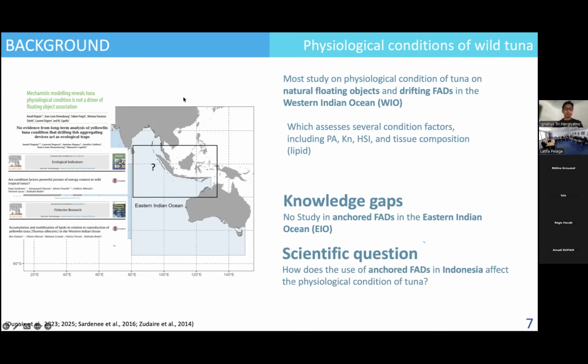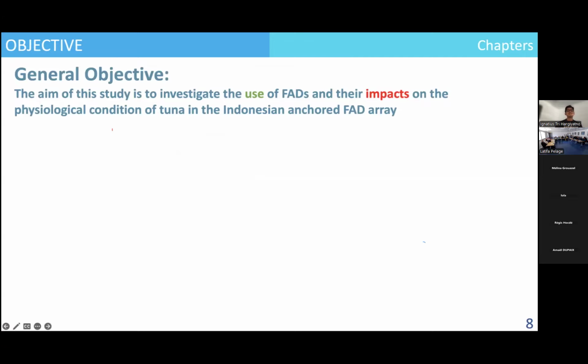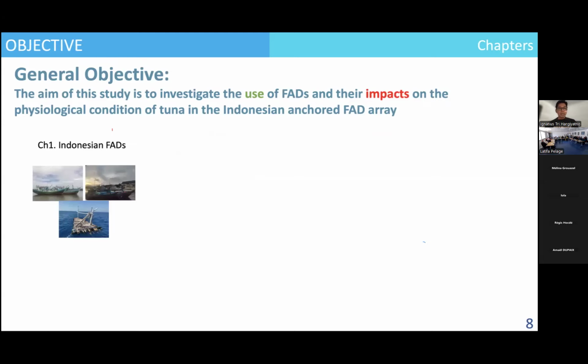condition of tuna? The general objective of my PhD study is to investigate the utilization of FADs, specifically anchored FADs, and their impacts on the physiological condition of tuna in the Indonesian anchored FAD array. I divided it into 4 chapters. In the first chapter, I characterize the Indonesian FAD fisheries.